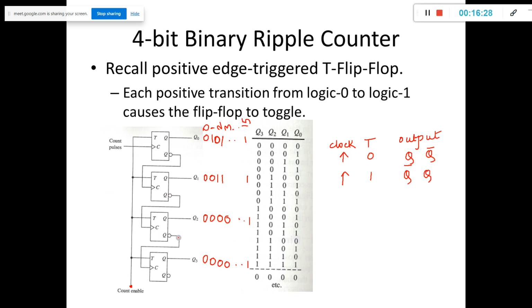Next, Q2 bar should be 1. If Q2 bar is 1, then Q2 will obviously be 0, right? So here Q2 bar should be 1, then only this clock will be active. If the clock is active, then the T flip-flop will be active. In this way, it will count from 000 up till 111, then it will roll back to 000, right?